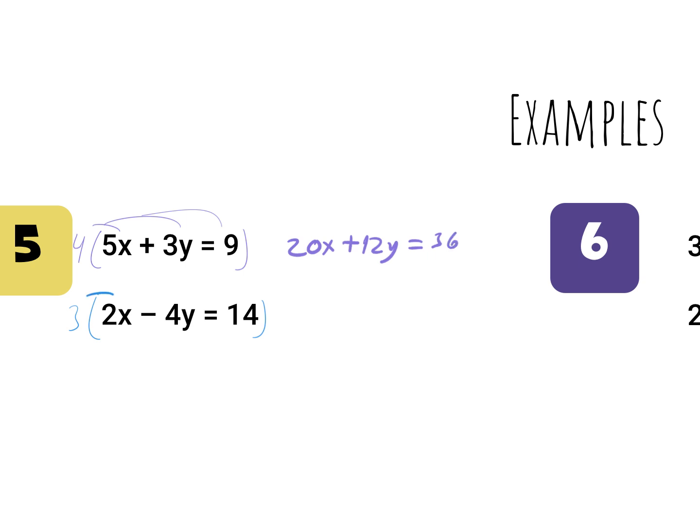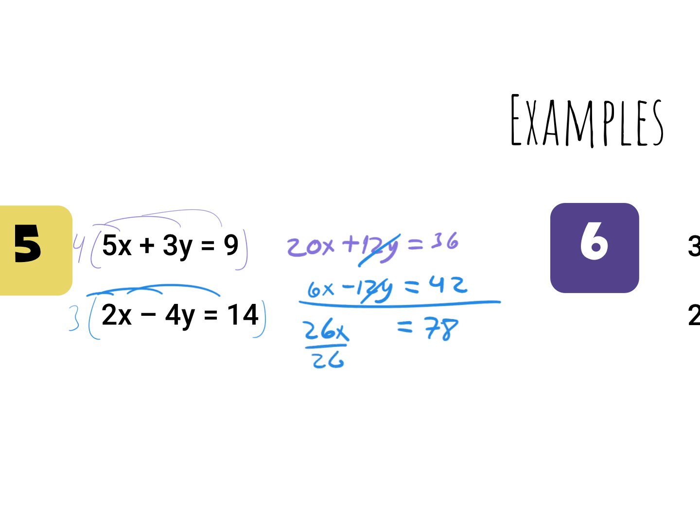All right, and the second one, if you distribute that 3, you end up with a 6x minus 12y equals, that'll get you 42. All right, and then when you go to combine these, 20x plus 6x is going to get you 26x. 12y minus 12y cancels out.